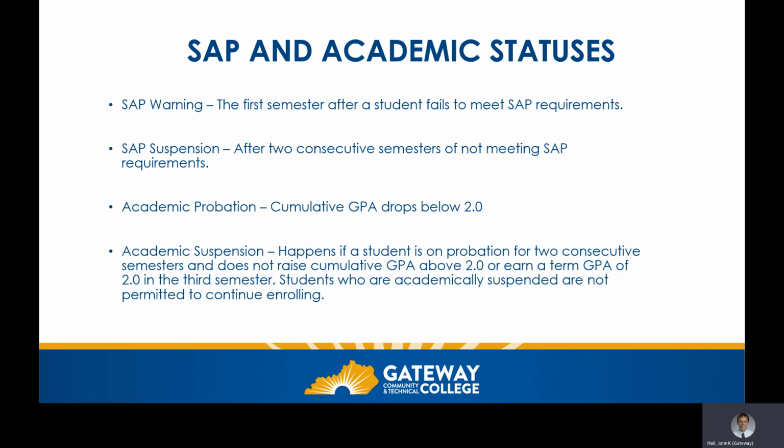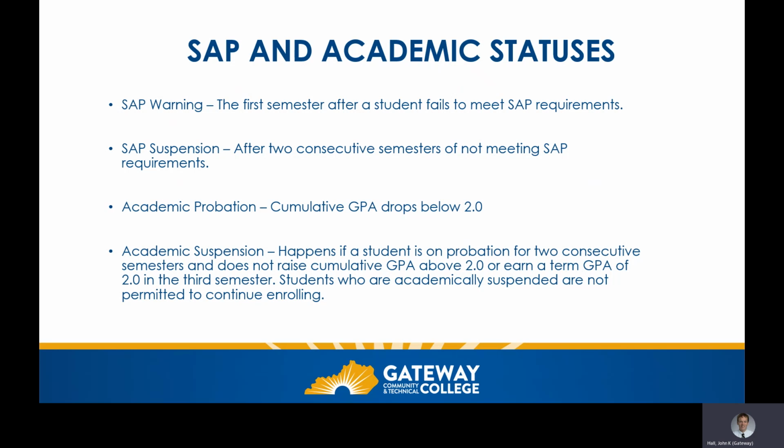So in this video, we want to go into a little bit more detail on the SAP and academic statuses. So for SAP statuses, again, these are what students are communicated with at the end of each semester. So either students are in good standing or they're in SAP warning or suspension. A SAP warning happens the first semester after a student fails to meet one of the SAP requirements. SAP suspension is what happens after a student fails to meet SAP requirements after 2 consecutive semesters.